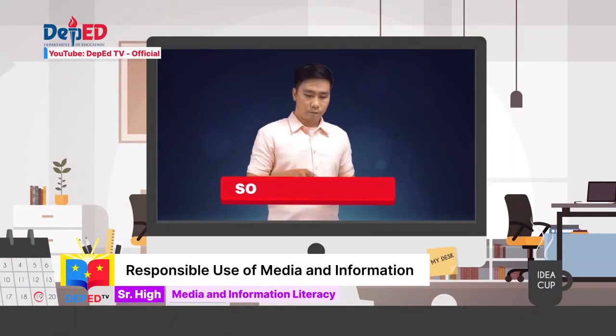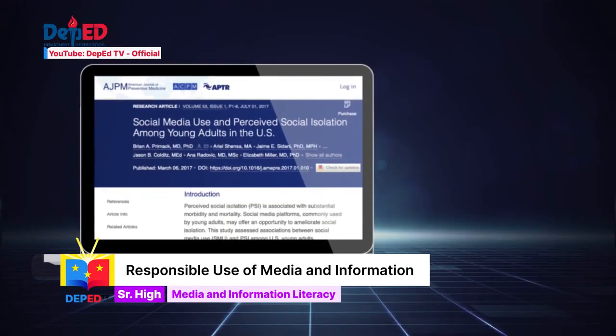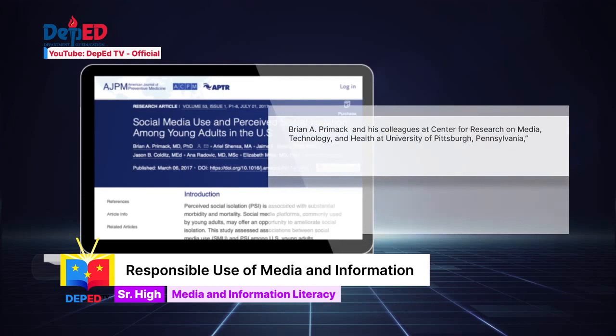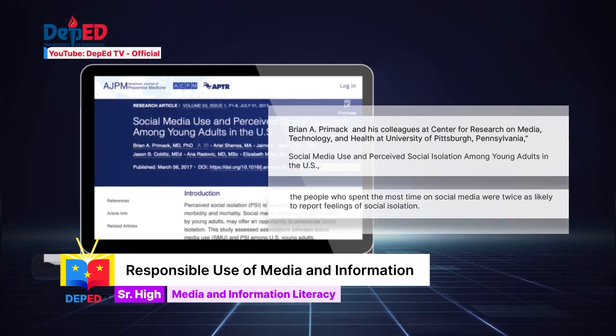Number 4. Social isolation. In the 2017 study of Brian A. Primack and his colleagues at the Center for Research on Media, Technology and Health at the University of Pittsburgh, Pennsylvania, entitled Social Media Use and Perceived Social Isolation Among Young Adults in the U.S., they found that among people between the ages of 19 and 32, the people who spent the most time on social media were twice as likely to report feelings of social isolation.